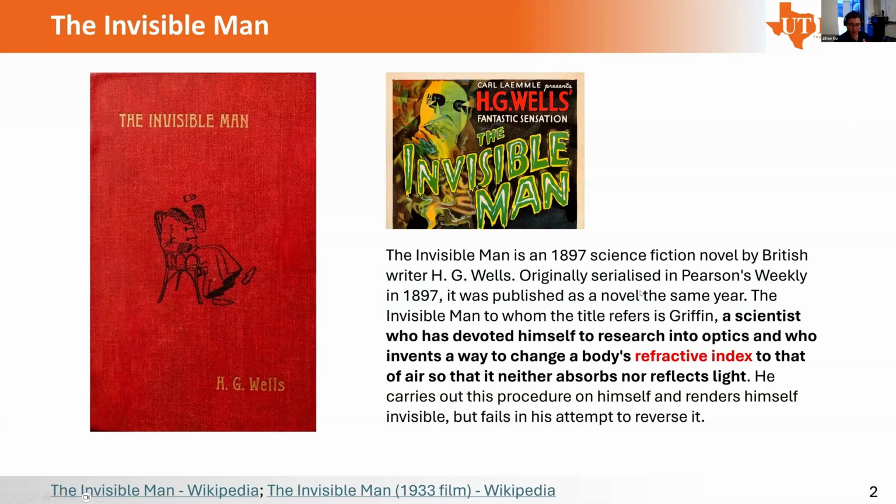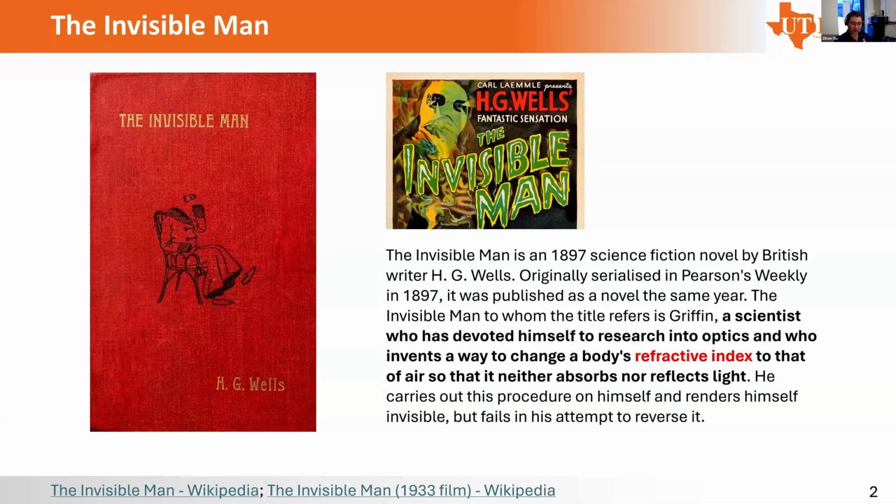A scientist who has devoted himself to research into optics finds a way to change the body's refractive index to that of air so that it neither absorbs nor reflects light. You can see that it starts to talk about one of the key concepts, which is refractive index. Hundreds of years later, it is still the key concept that I'm going to talk about today. I'm going to share with you what we have learned and what we are doing, which part is correct, and which part is wrong in terms of his original design.